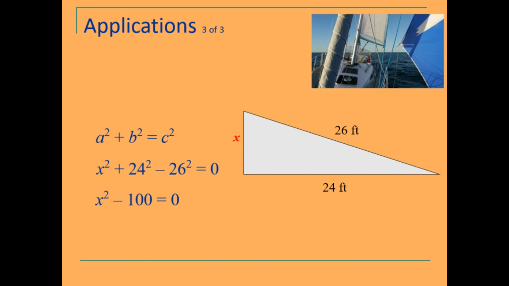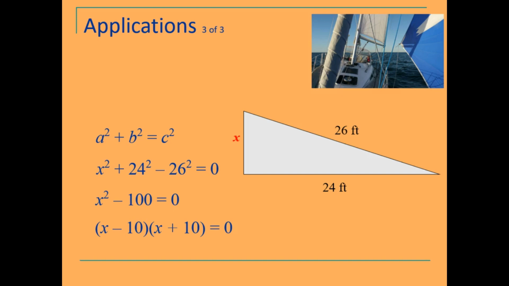This is a quadratic equation in standard form. Since it's two terms, we'll factor it. It does follow the form of a difference of squares and factors into the binomial x minus 10 times the binomial x plus 10.